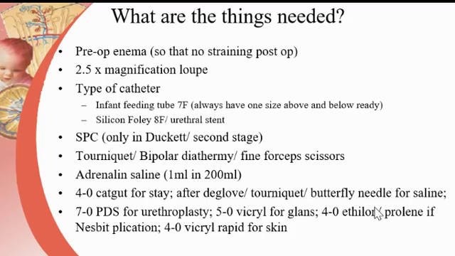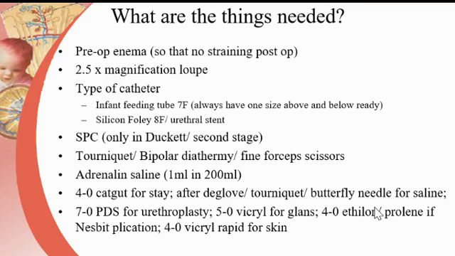Then 2.5 times magnification loupe is what I use. The types of catheter can be an infant feeding tube, usually 7 French, but I always ask my scrub nurse to have one size above and below ready. Then a silicone Foley 8 French can be used. These are all for a 1-year-old patient, obviously. And then some people use a urethral stent. I don't particularly use a urethral stent. I either use a silicone Foley in a distal hypospadias or an infant feeding tube in a proximal hypospadias.